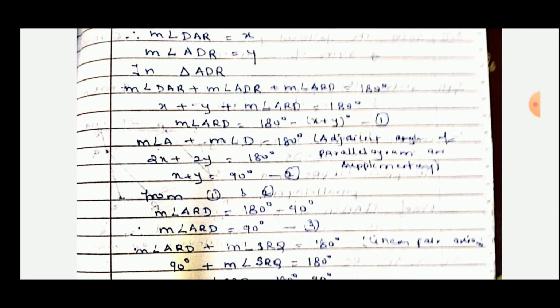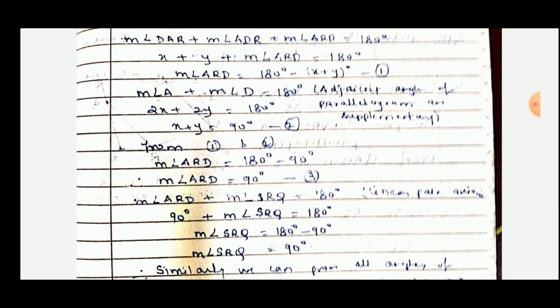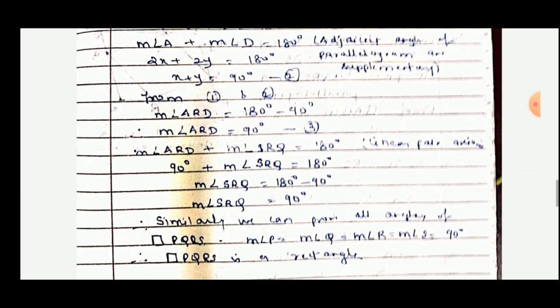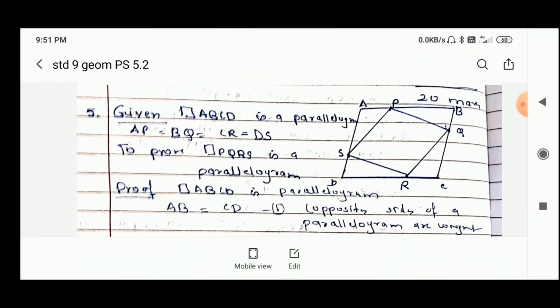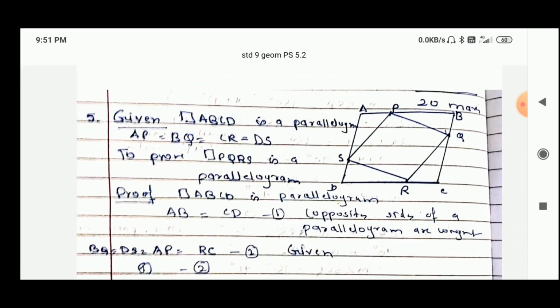Now measure of angle ARD plus measure of angle SRQ is equal to 180 degrees. So 90 plus measure of angle SRQ is 180. So SRQ will be equal to 180 minus 90, that is 90 degrees. Similarly, we can prove that all the angles of quadrilateral PQRS are equal to 90, and so quadrilateral PQRS is a rectangle. Now let us see the fifth one.